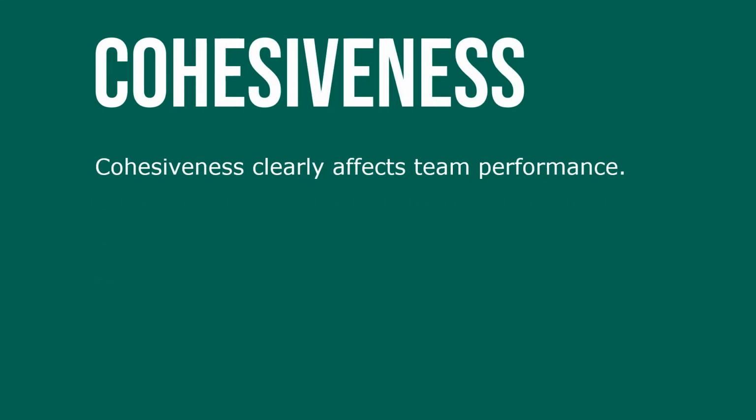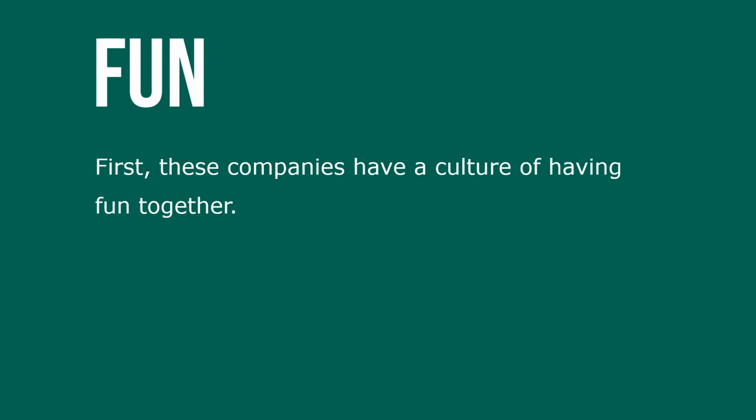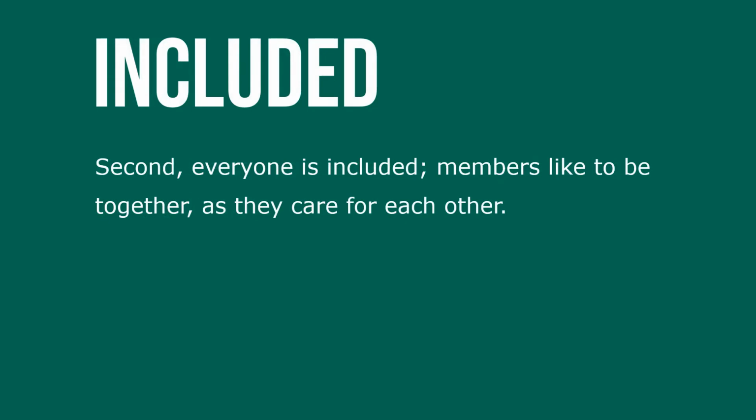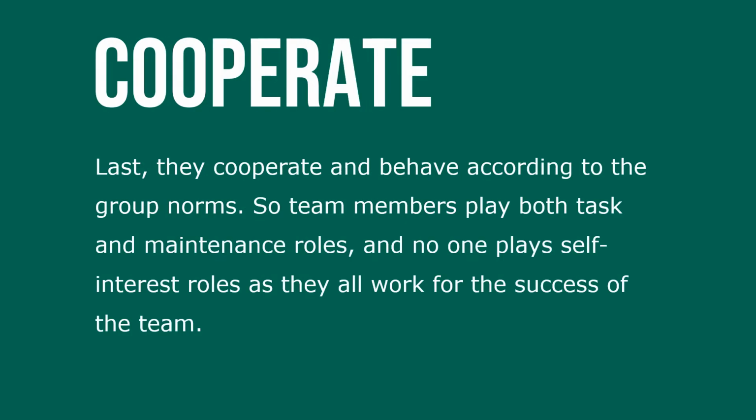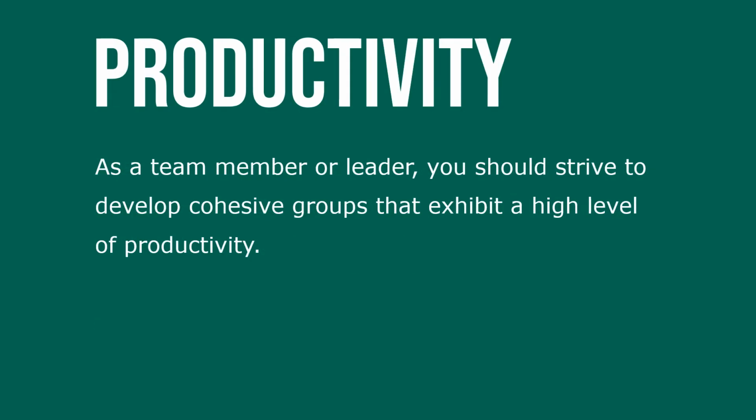Cohesiveness clearly affects performance. First, these types of organizations have a culture of having fun together. Second, everyone's included. Members like to be together and they care for each other. Last, they cooperate and behave according to group norms. So team members play both task and maintenance roles, and no one plays self-interest roles as they work for the success of the team. As a team member or leader, you should strive to develop cohesive groups that exhibit a high level of productivity.